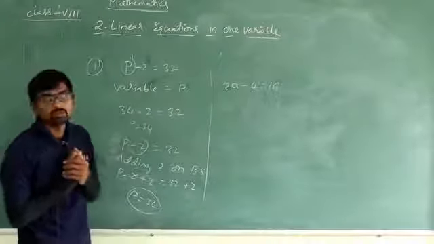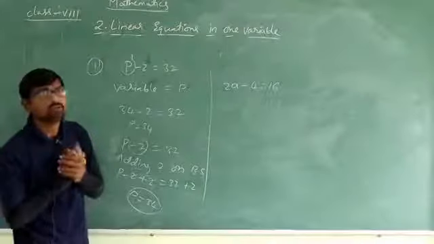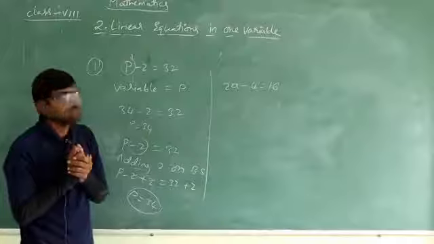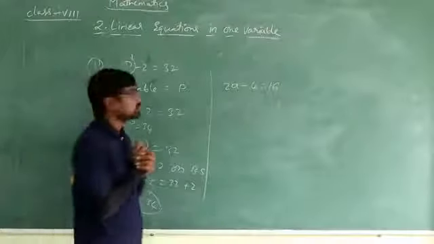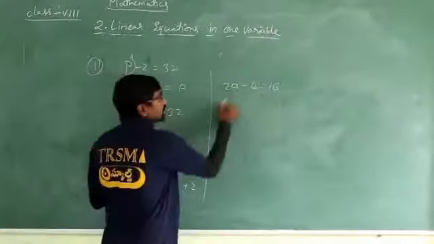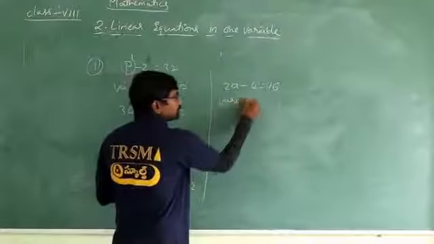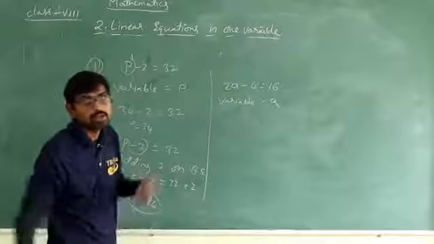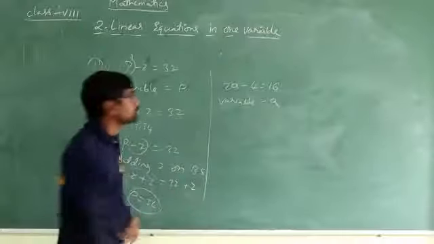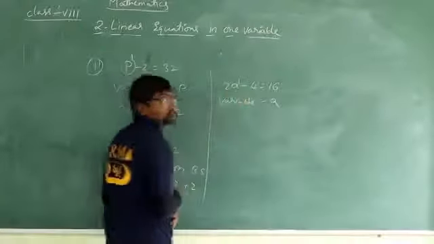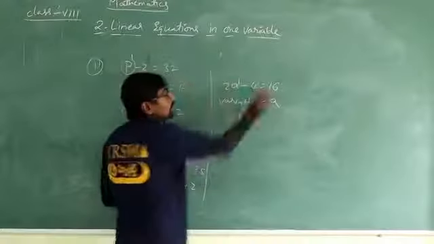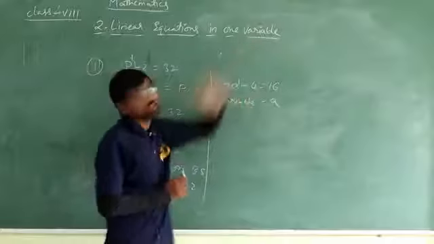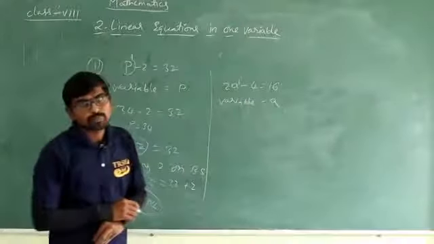Now I want to solve this equation. So how will I solve it? First I have to check what is the degree of this equation. Now, what is the variable? Here the variable is a. We don't know the exact value of a, isn't it? The degree is 1, therefore it is linear, and as it is equated to some quantity, it is an equation. Here we have only one variable, therefore it is in one variable, isn't it?